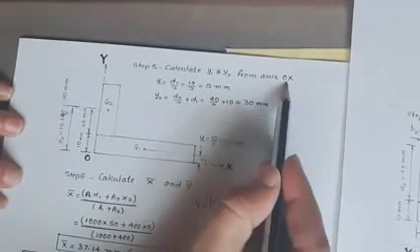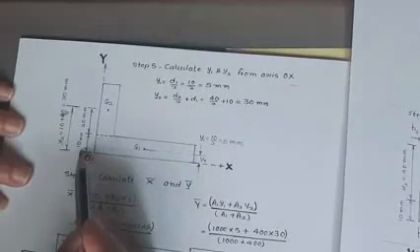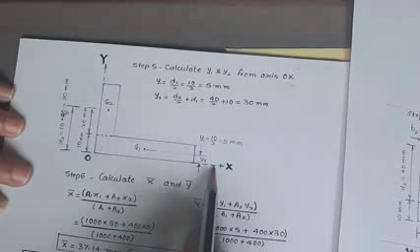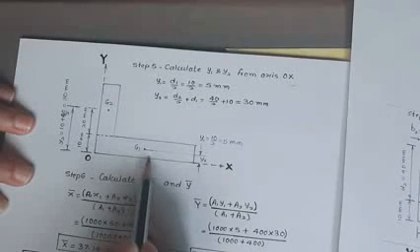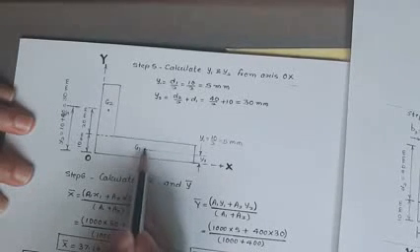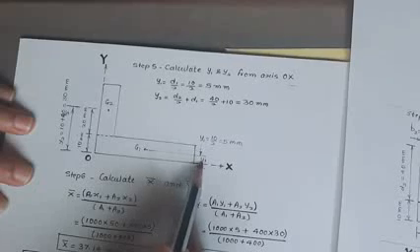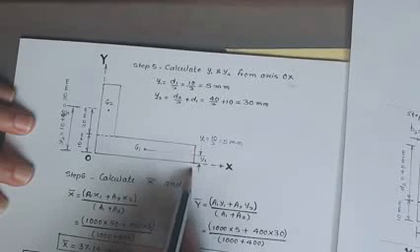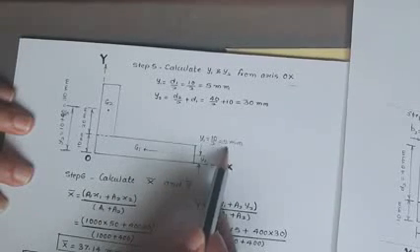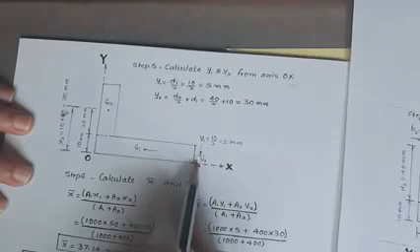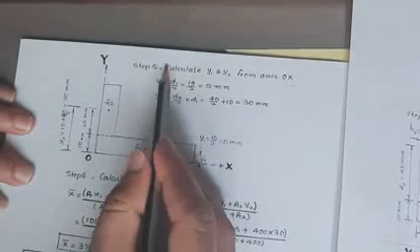Now this horizontal line is the axis OX, and from this axis the vertical distance to G1 is y1. This total thickness is 10, so 10 by 2, 5 mm is my y1. This distance y1 is equal to d1 by 2, that is 10 by 2, which is 5 mm.